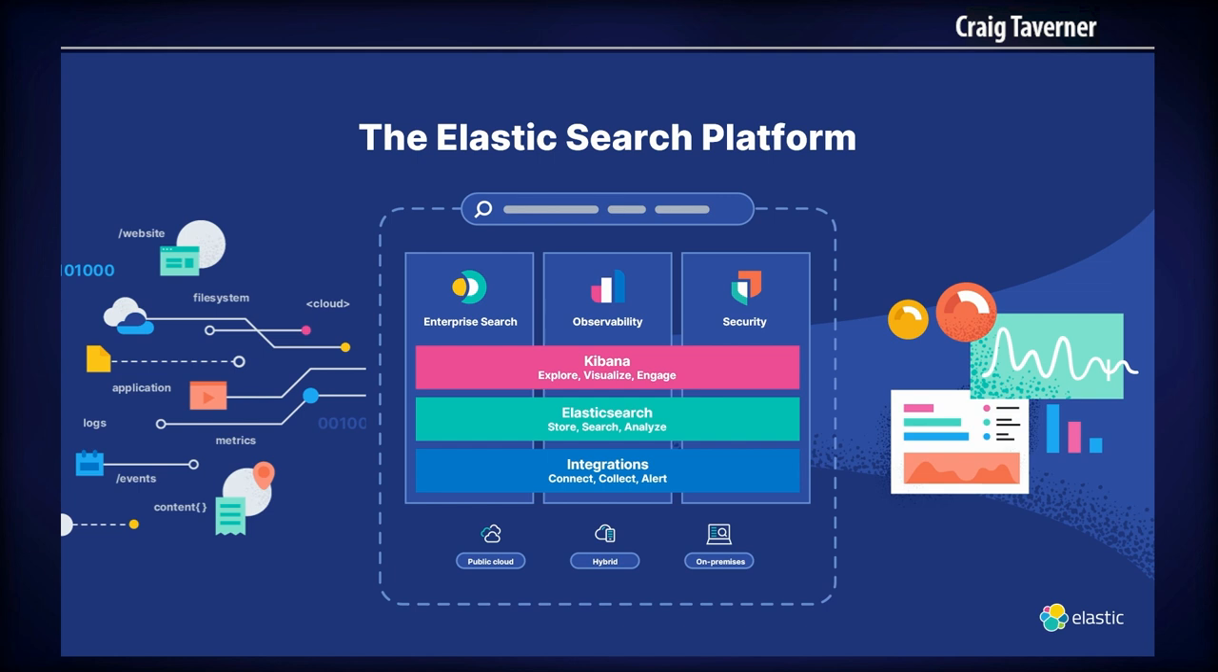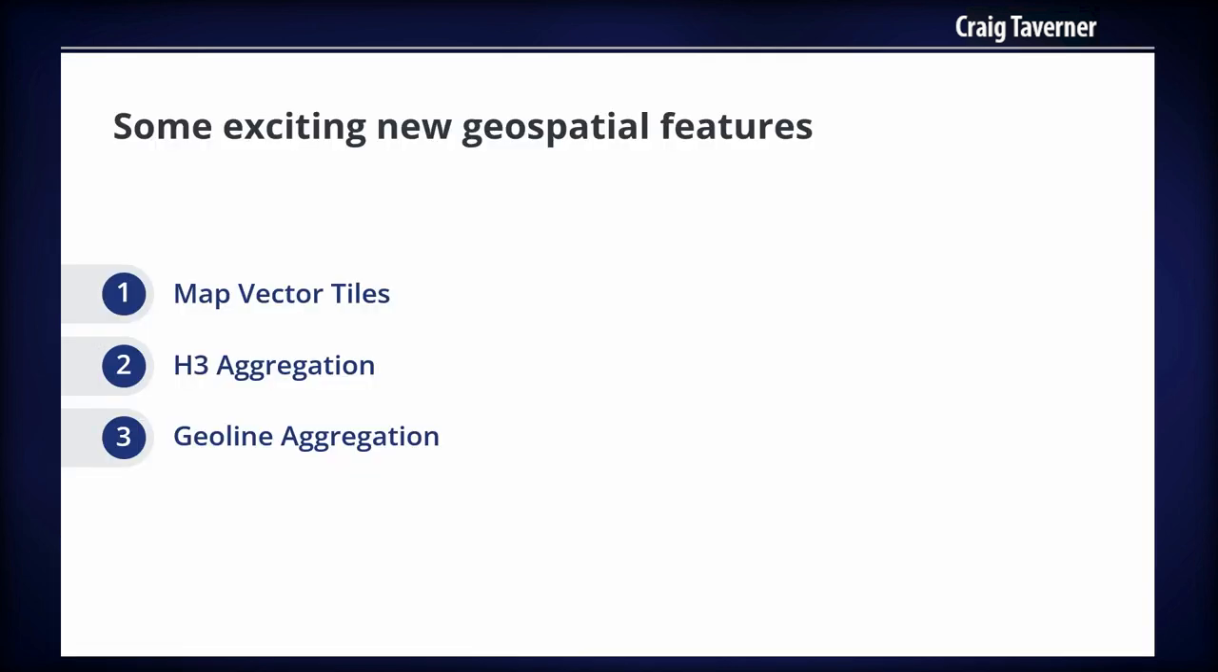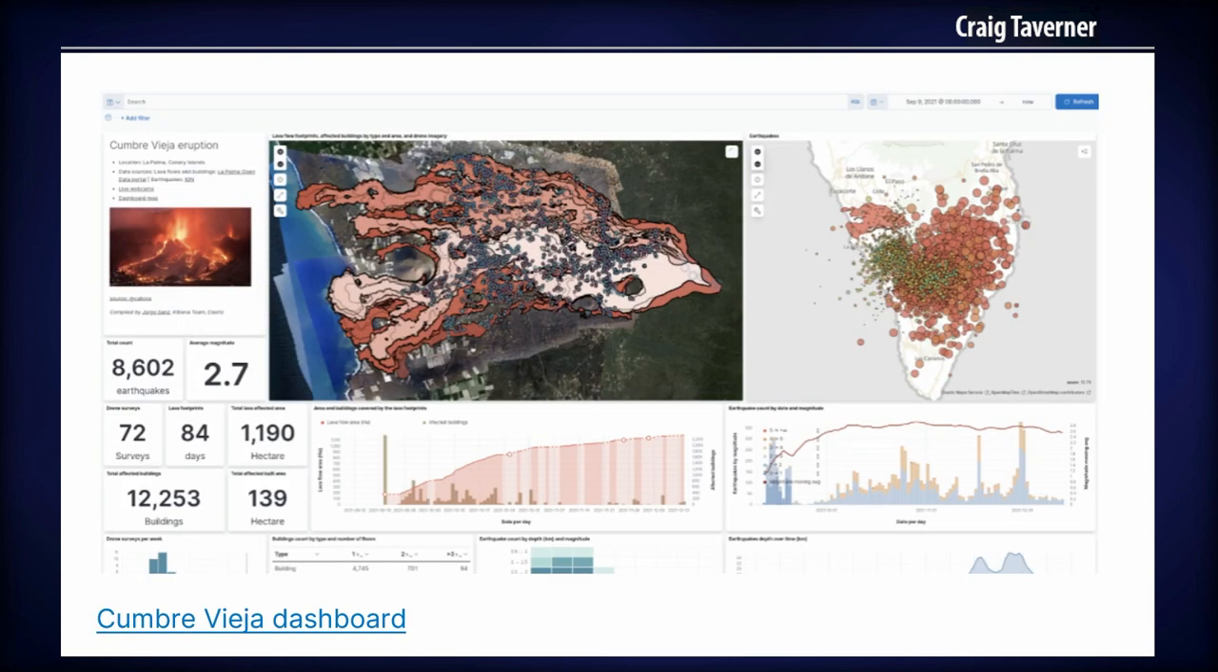What I will say briefly is Elastic, the company, about 3,000 people, supports the Elastic platform. The two components in that platform that are most relevant to my talk are the Elasticsearch database itself, as well as the Kibana visualization tool. The entire thing can be downloaded onto your desktop, run on a single instance, a cluster, or on the cloud, and we have an Elastic Cloud hosting service for that as well. The three new features I'd like to focus on: map vector tiles, hex aggregations, and geoline aggregations.